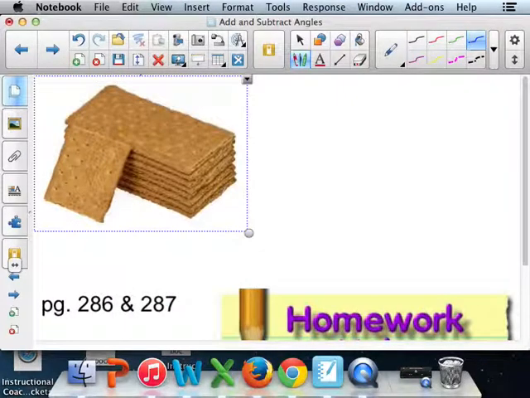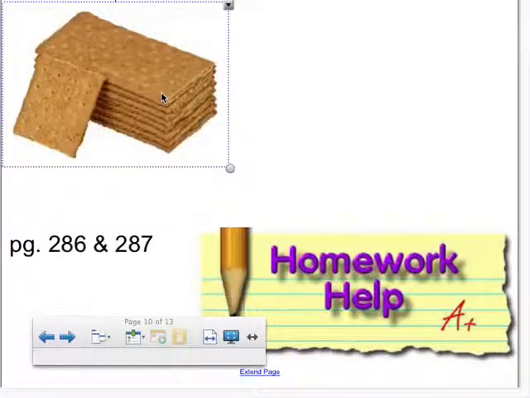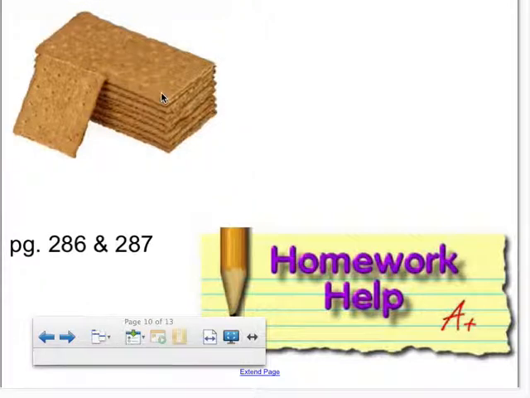Alright guys, it's homework help time. Come along with me. I'll help you out with 3 of the problems on 286 and 287. 2 of them you'll be on your own for, but after I get you started, you should have an easier time finishing. Here we go.